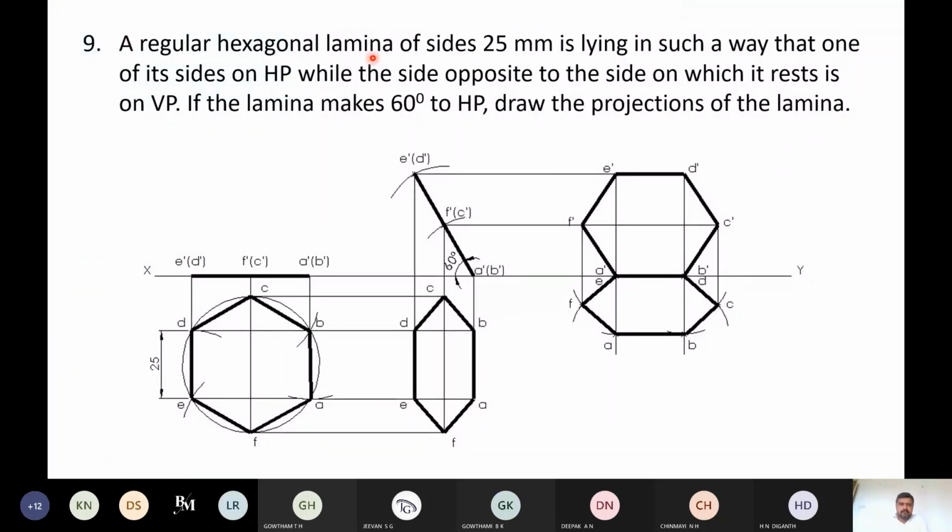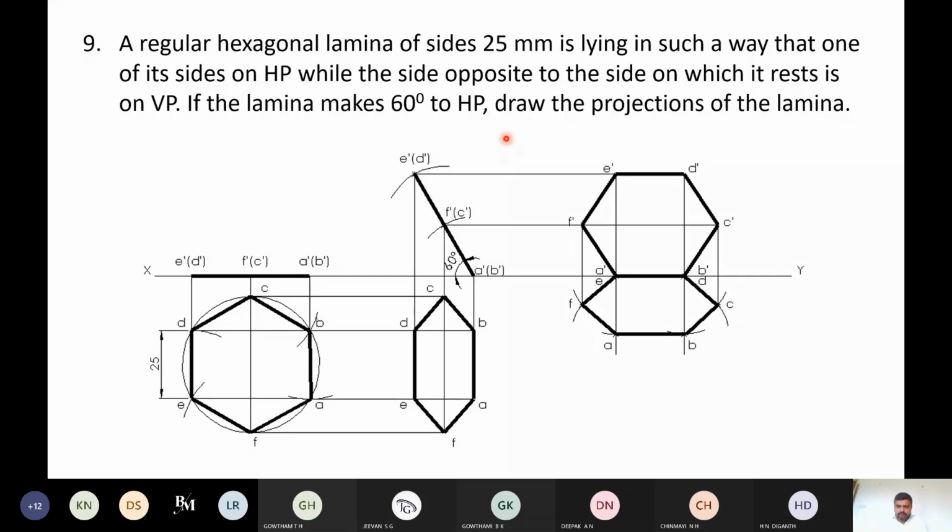A regular hexagonal lamina of sides 25 is lying in such a way that one of its sides is on HP, while the side opposite to the side on which it rests is on VP. If the lamina makes 60° to HP, draw the projections of the lamina. Okay. In today's class, I am going to consider two problems.